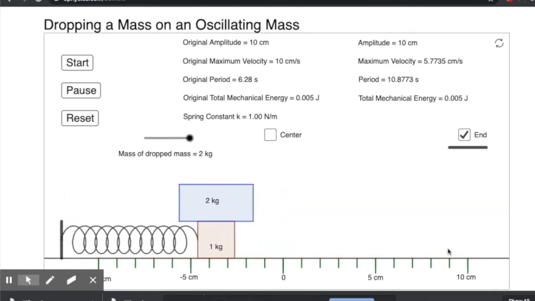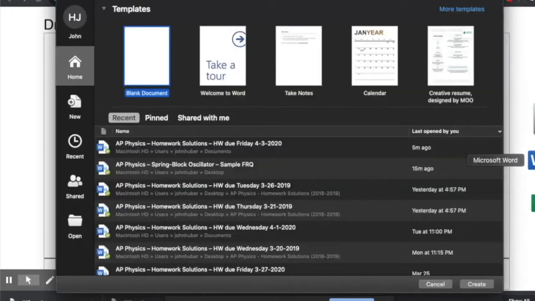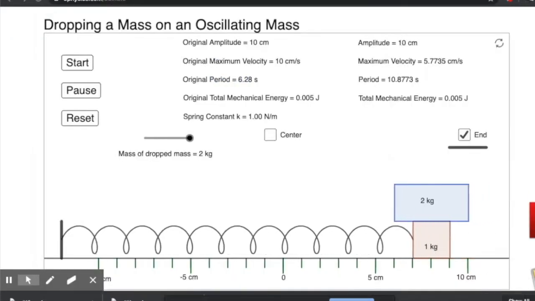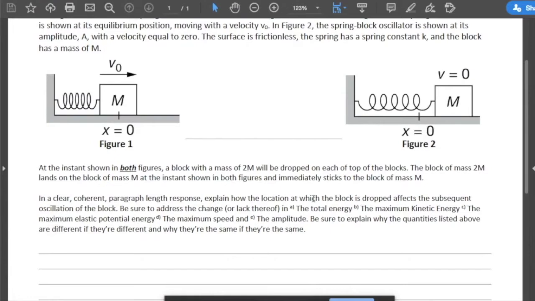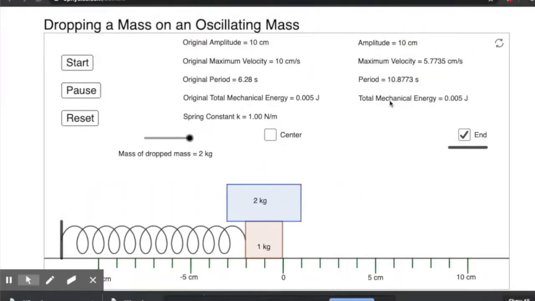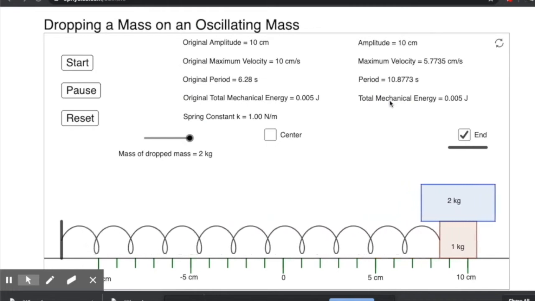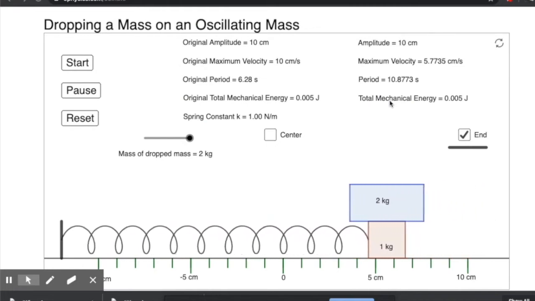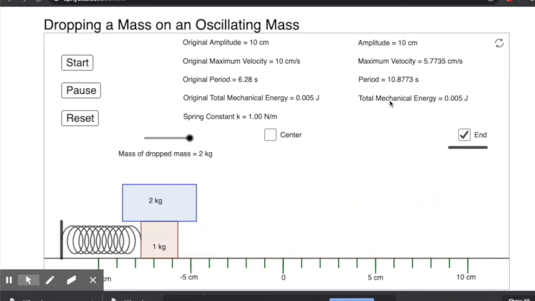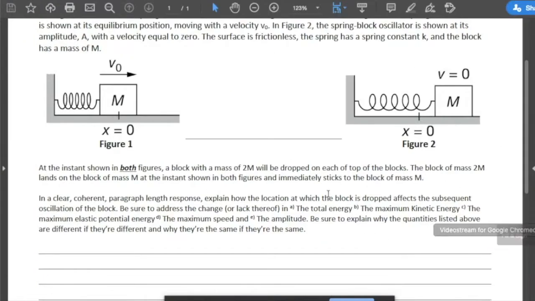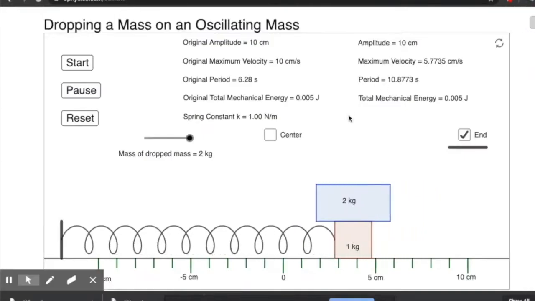Now, on the sheet of paper that I gave you, the first thing that I asked you to address was the total energy. And I think the weirdest result here is that the total energy is the same. Now we should work through why that is. When I tell you in this problem that the block is dropped onto it and immediately sticks to the block of mass m, there needs to be an alarm bell going off in your head.